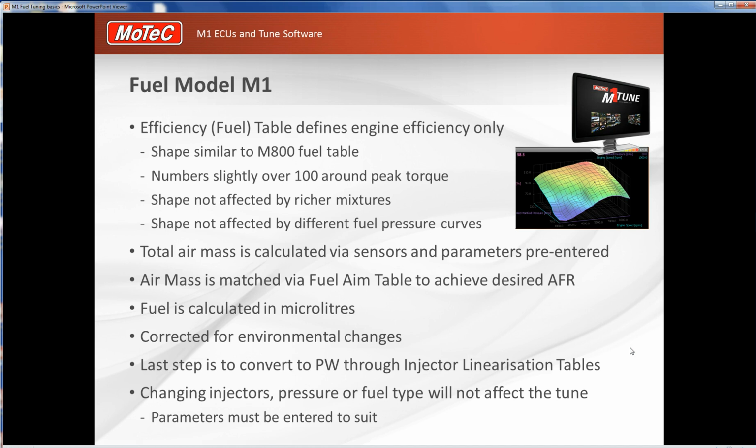It actually uses the fuel mixture aim table constantly as part of the calculation. It's always looking at what you as the tuner want to achieve for a resultant air-fuel ratio at the exhaust.